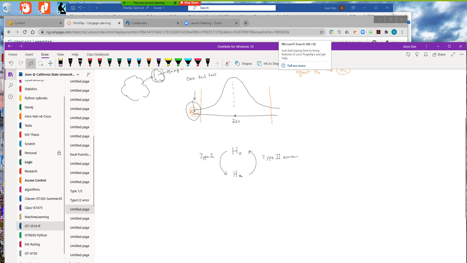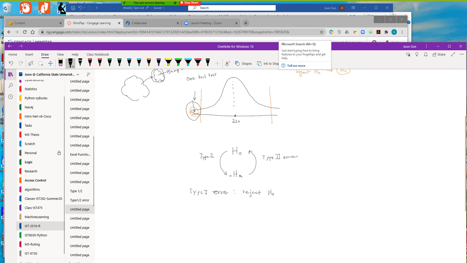Okay, so the type 1 error is, what? Basically, at the end, you end up taking the alternative hypothesis. That's your final decision, right? Although in reality, what? The type 1 error is, you basically reject the null hypothesis, right?